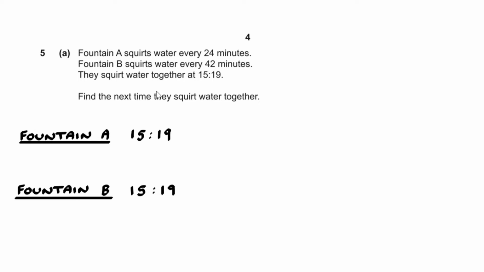Well, what's happening is A squirts every 24 minutes, B squirts every 42 minutes. So if I take a look at A, we can add on 24. And if I take a look at B, we can add on 42. And what we need to do is find out the common time when they squirt together next.